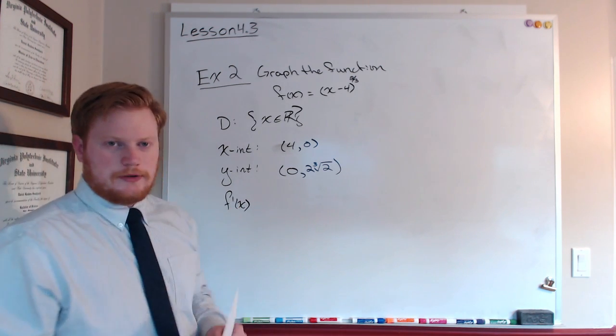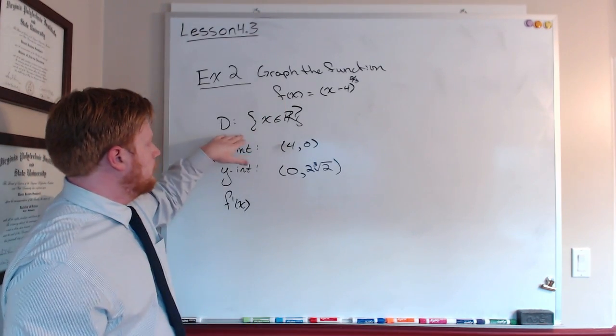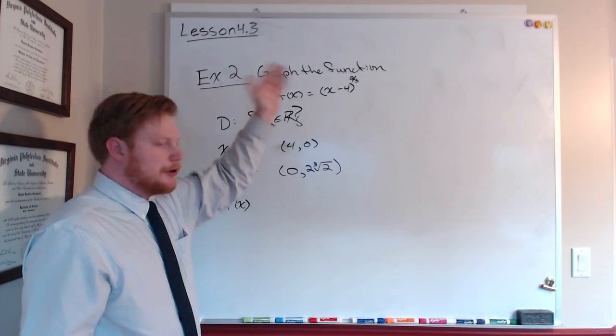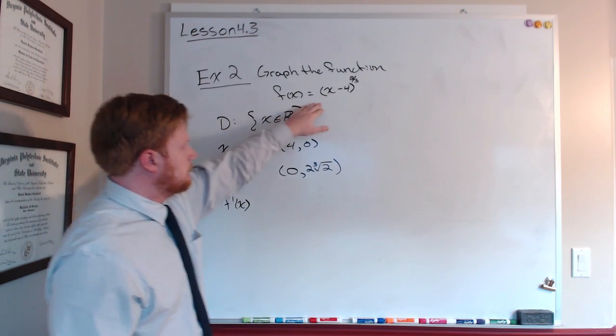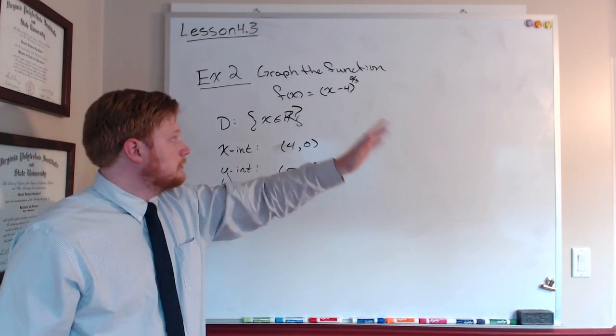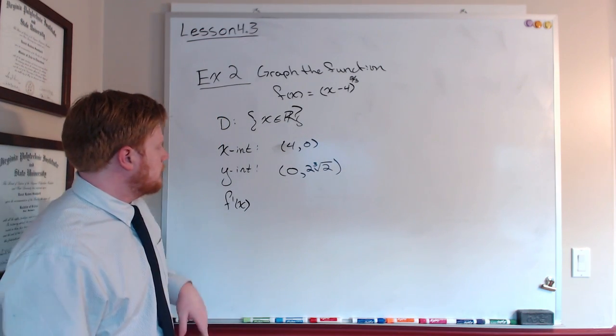Now, since this isn't a rational function, I don't really have any asymptotes. Based on the domain, I know that there are no vertical asymptotes, and well, it's not a rational function, so the end behavior is that the function tends to infinity in both directions.